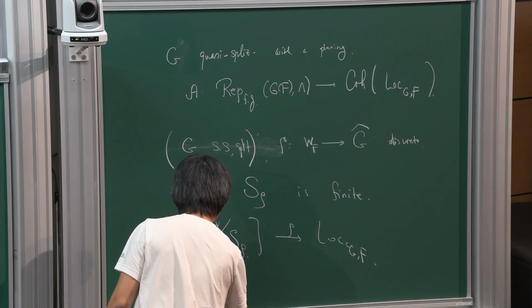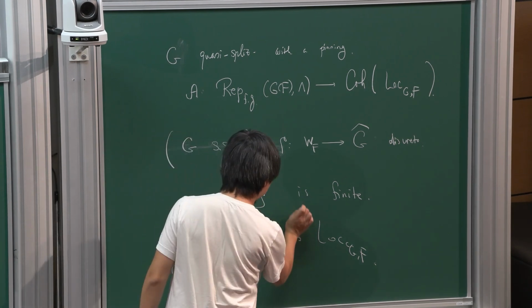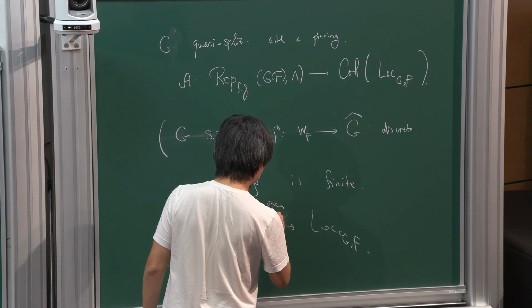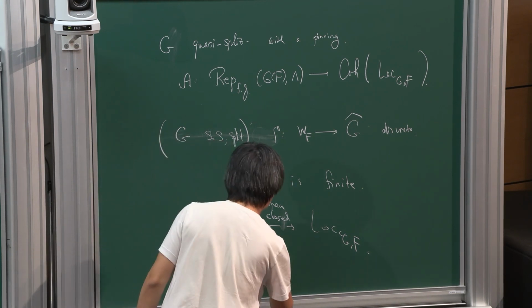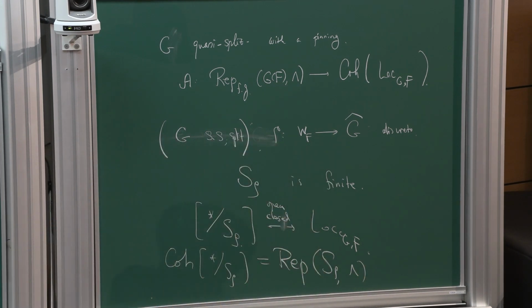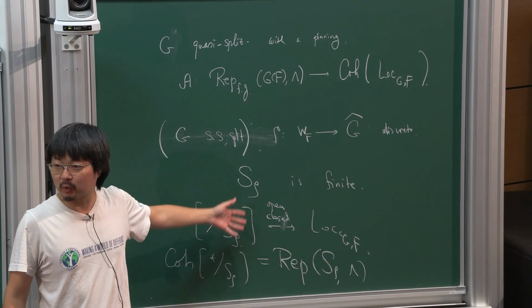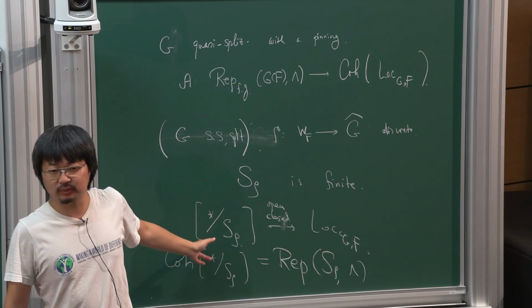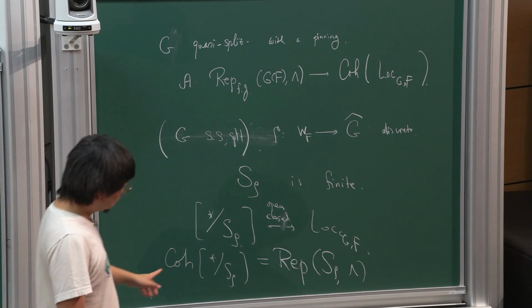It's an open and closed component. So this is just the representation of this finite group. So somehow this L-packet, and so on and so forth, actually encodes in the category of coherent sheaves if you think of things as a stack. I guess many people had this idea. Of course, I will not elaborate this more.